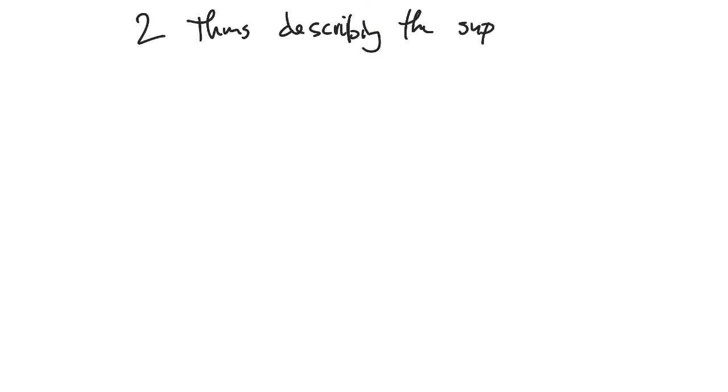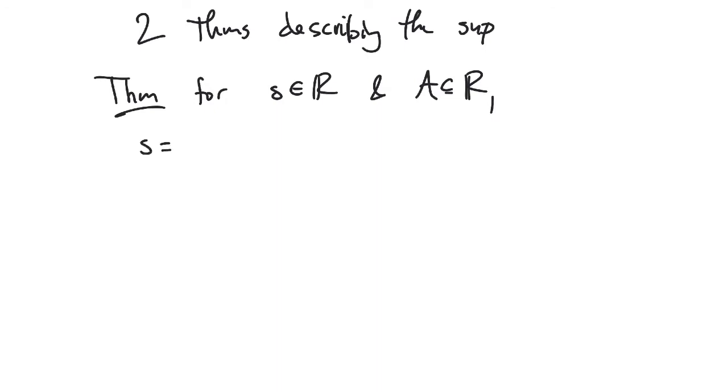The first one will be very obvious, just a more technical way of writing what the sup is. It's the least upper bound, right? So let's just start off with the first one. It says this. For some number S in the real numbers, and some set A, a subset of R, then S is the sup of A if and only if two things are true.